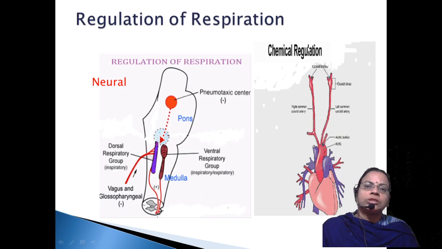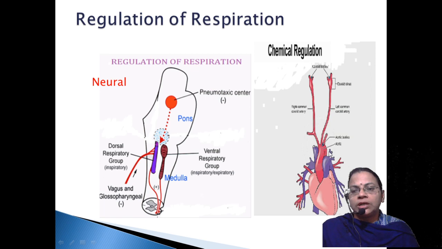So when we look into this chemical regulation, in the figure, the heart will collect the blood. The right side will collect the deoxygenated blood and the left side will collect the oxygenated blood. It will pass from the atria to the ventricle. And from the left ventricle, the oxygenated blood will be carried by the main artery, that is called the aorta. When it reaches near the chest region, the aorta will bend over in an arch shape, that is called the aortic arch.